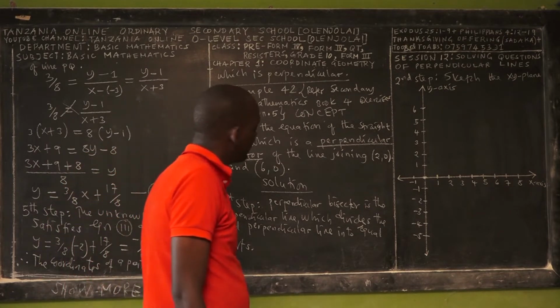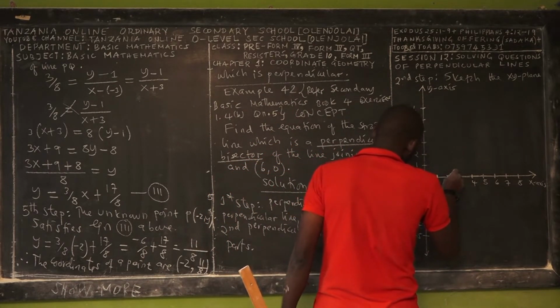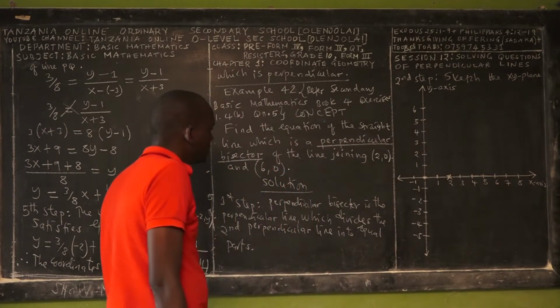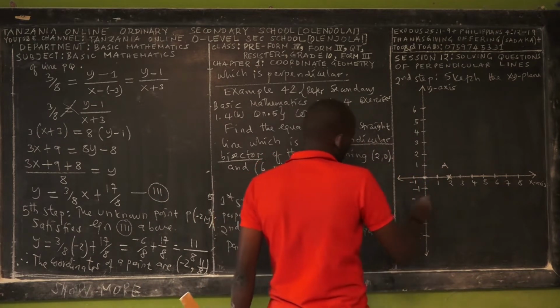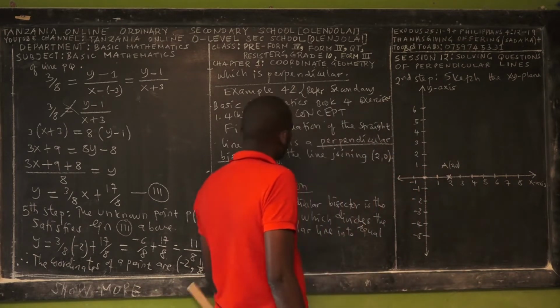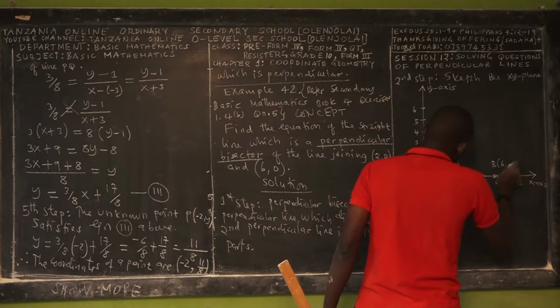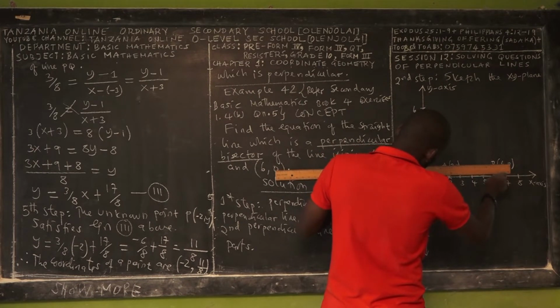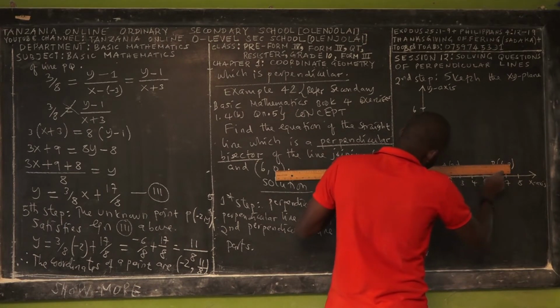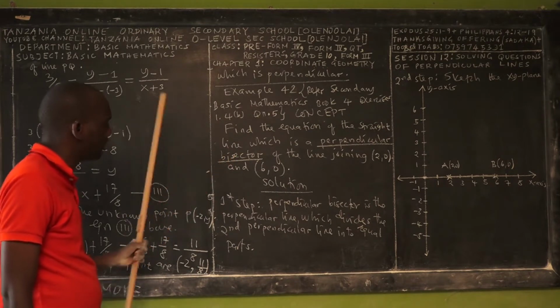Okay. So the line joining (2, 0) is a point. Suppose that this is point A, which is (2, 0). And another point is (6, 0). So this is point B. So we have a line joining AB. The question does not name them, but the line joining these points is line AB.